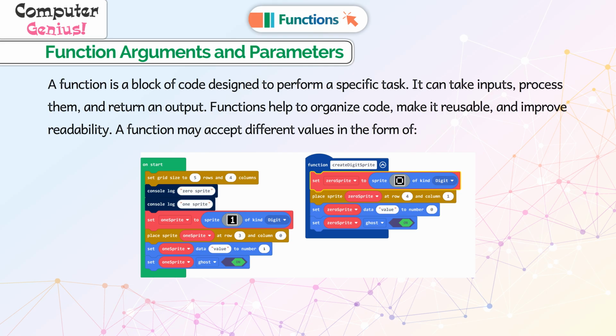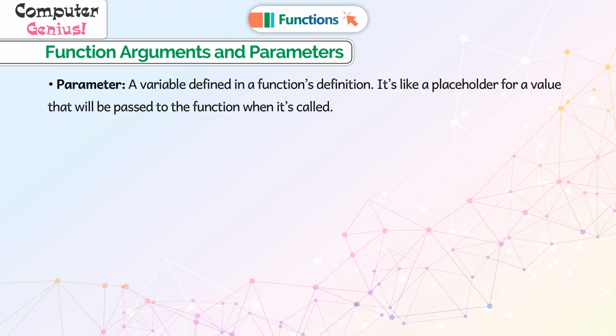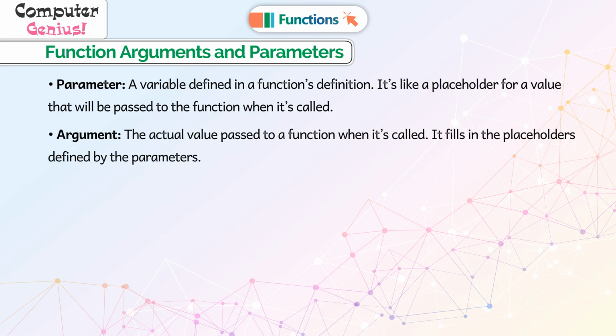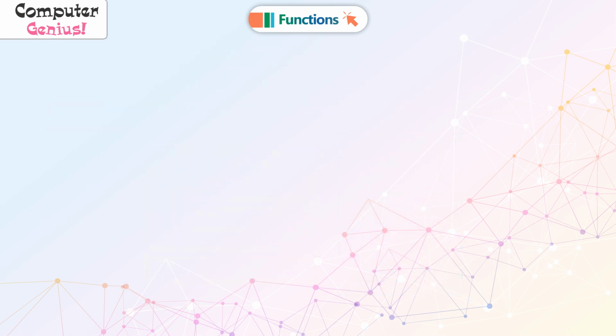A function may accept different values in the form of a parameter, a variable defined in a function's definition. It's like a placeholder for a value that will be passed to the function when it's called. Argument. The actual value passed to a function when it's called. It fills in the placeholders defined by the parameters. Let us create a project that demonstrates the use of the function block for calculating the area of a rectangle using parameters and arguments. Prepare the project in Make Code Arcade as shown below.